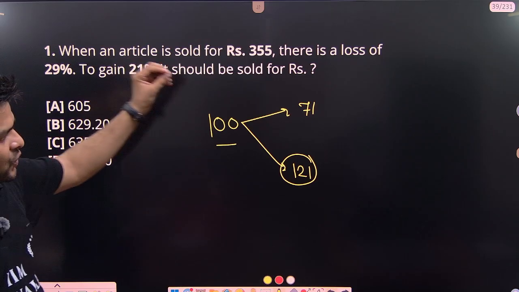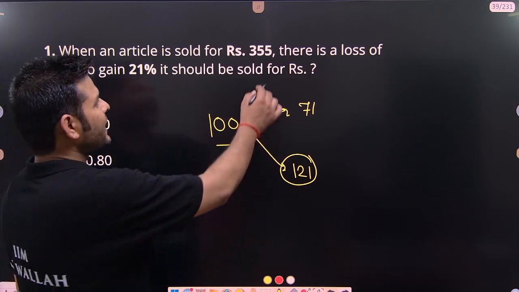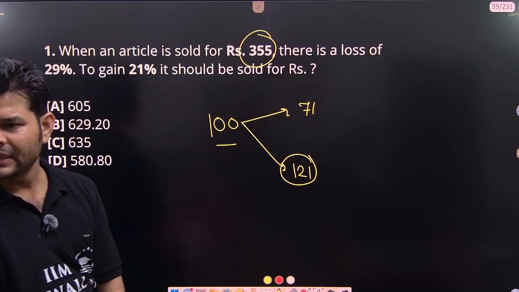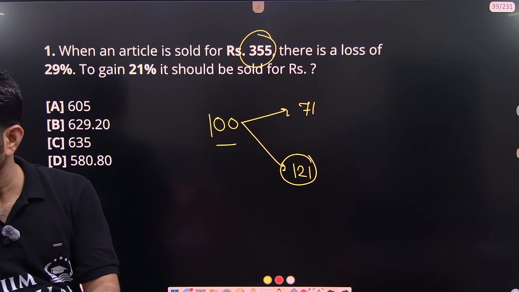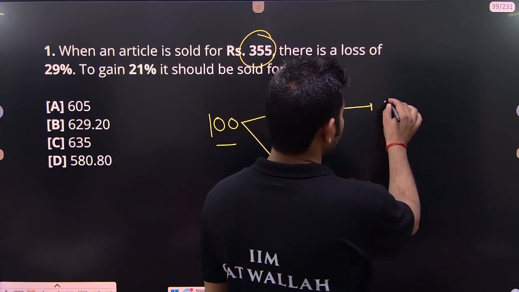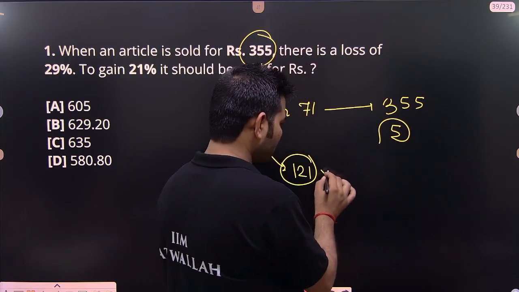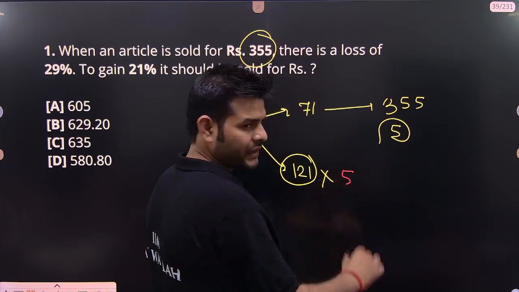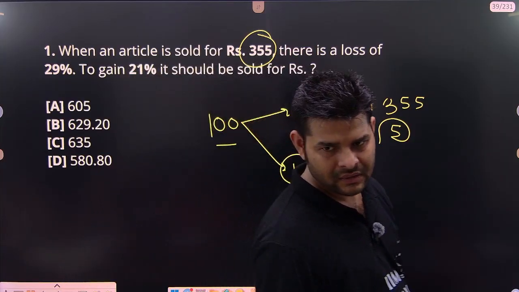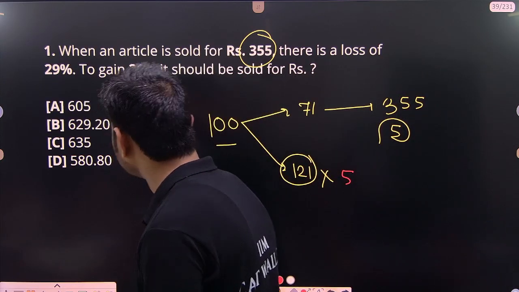So first we sold my item at 71 units, and actually I have sold my item for 355. So 71 units represent 355. So the value of 1 unit would be 5, and we have to find out 121 unit values. That would be 605. Quite clear? The next one you need to do by yourself.